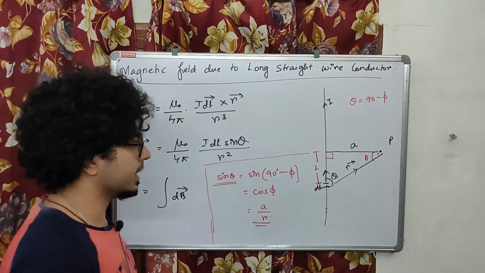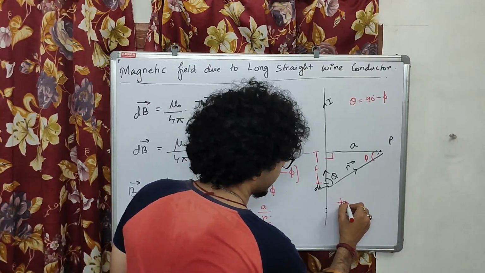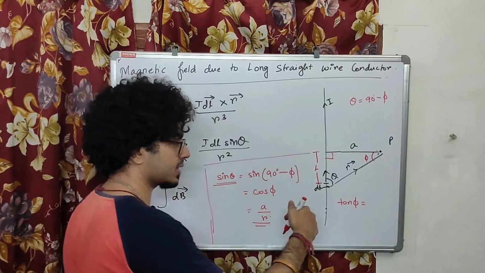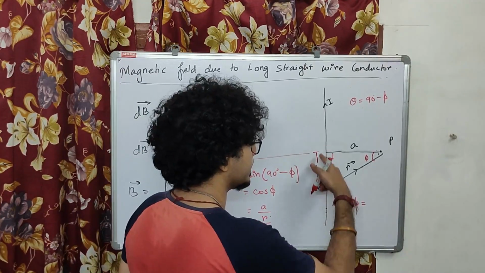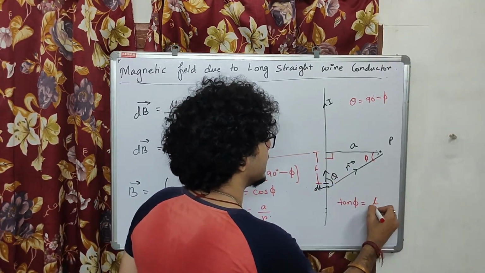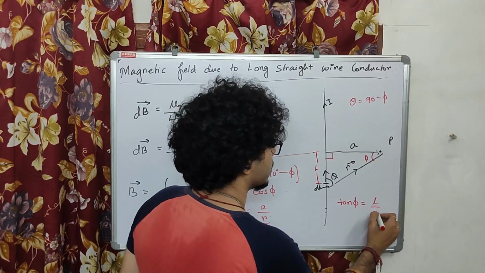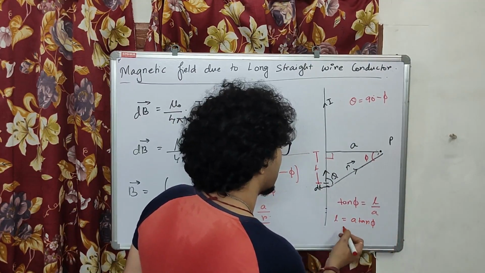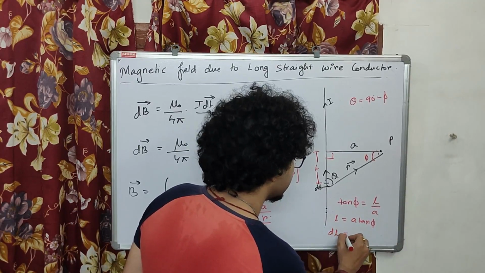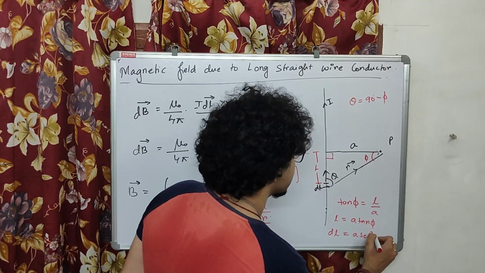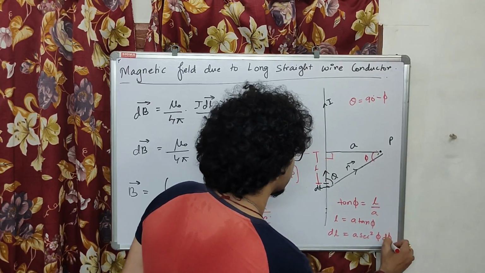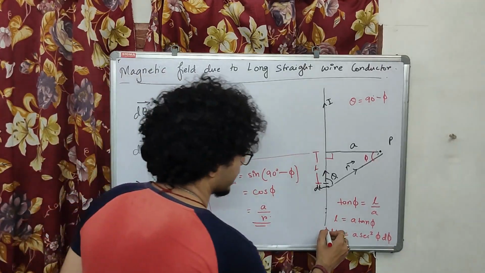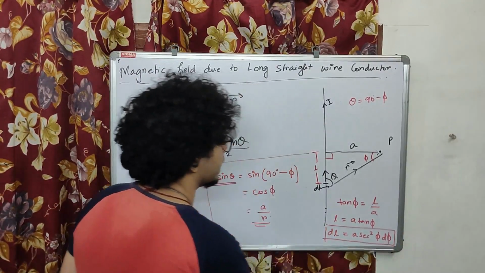Next, what I can say from here, tan phi is equal to perpendicular by base. So perpendicular by base means this is the perpendicular length l, and base is A. So ultimately you get l is equal to A tan phi. Now if you differentiate this, you get dl is equal to A sec square phi d phi. So ultimately you get the value of dl over here.